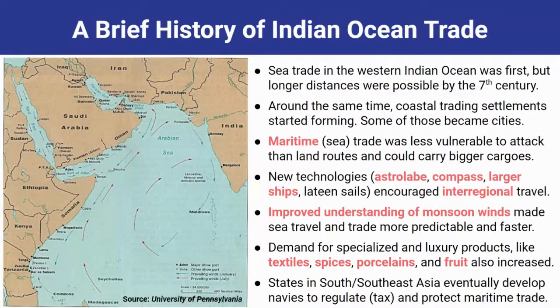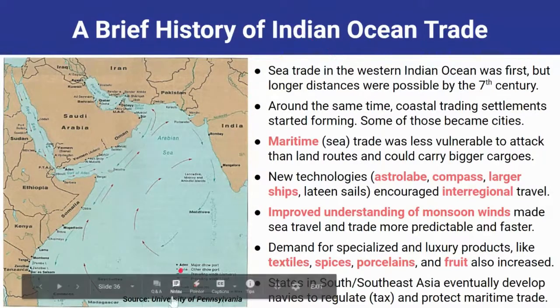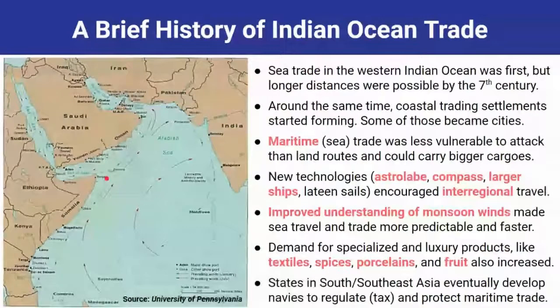So in other words, you see here, these arrows show some of those monsoon winds. In part of the year, they're going toward India. Part of the year, they're going away from India. So if you're trying to travel toward India at the time of the year when the wind is blowing against you, you're going to have a harder time than you would if you were going when the winds were with you. So as people understood that, they were able to make travel more predictable and also a lot faster.